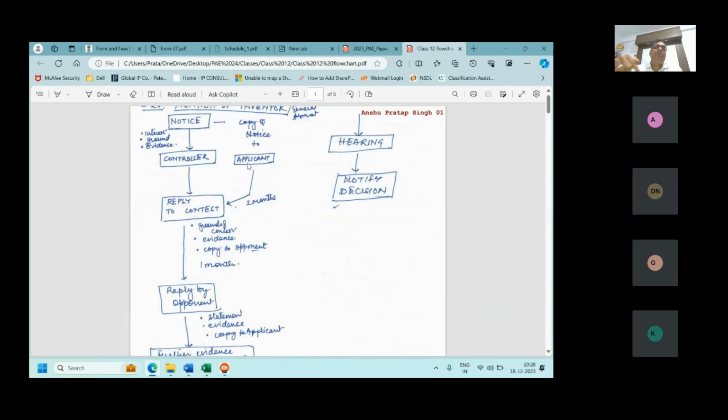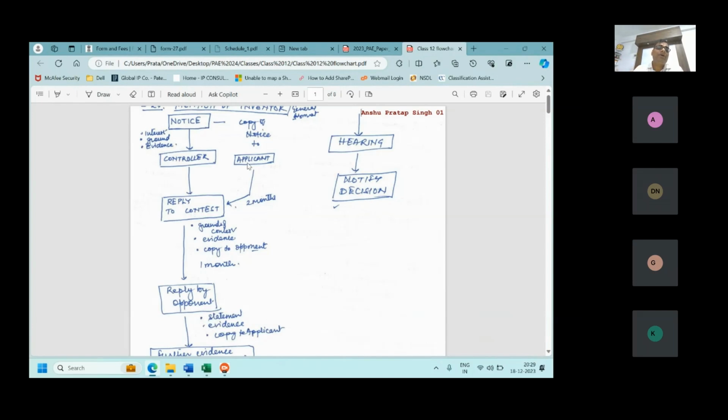Interest, ground, and evidence. These three things you have to tell in that notice. You have to tell what is your interest, what is the ground on which you are opposing, amending, revoking, whatever you are doing, and plus the evidence to support the claim you are making. In a notice, you have to give it to the controller, and a copy of the notice should be sent to the applicant.